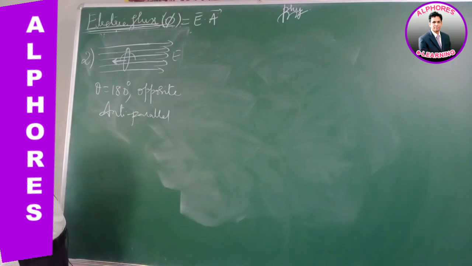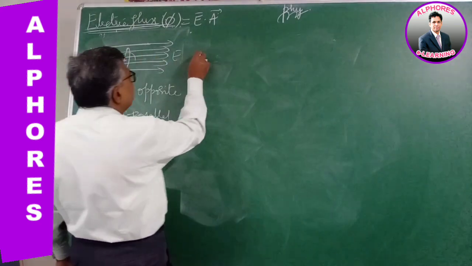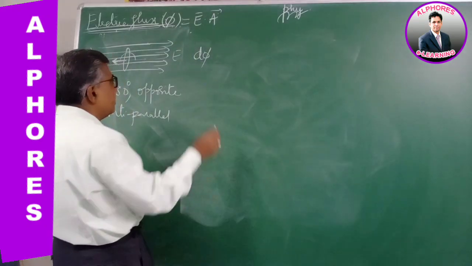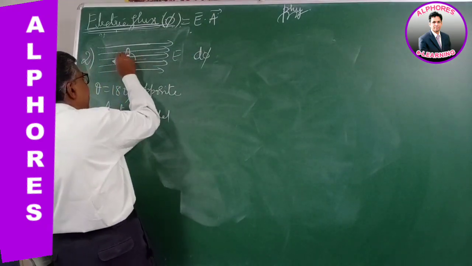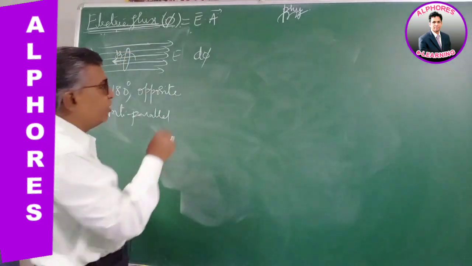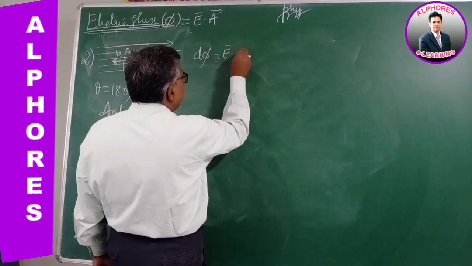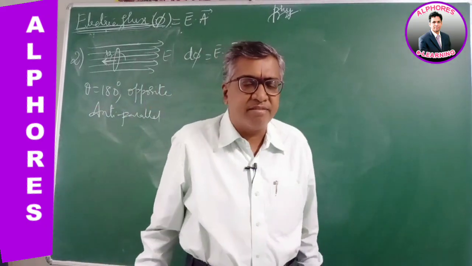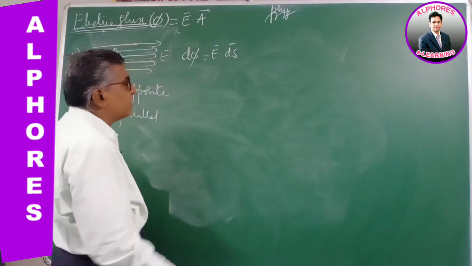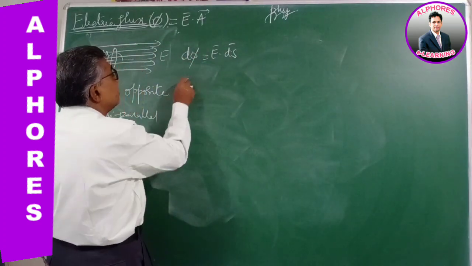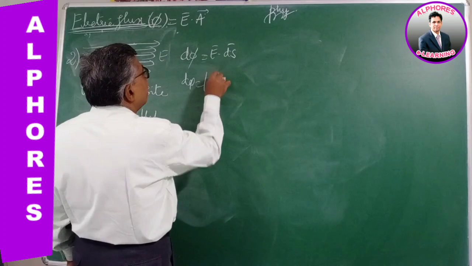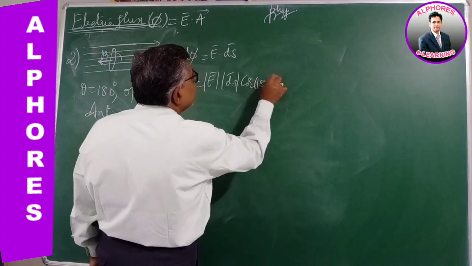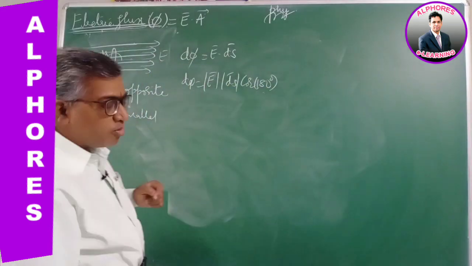Opposite direction, theta 180. Then the measure of the flux coming out of the element, with respect to this area element ds, we know again d phi is equal to E dot ds. Flux is the dot product of electric field intensity and area element. So d phi is equal to mod E mod ds cos of the angle. Now the angle is 180 degrees because both are in opposite direction.